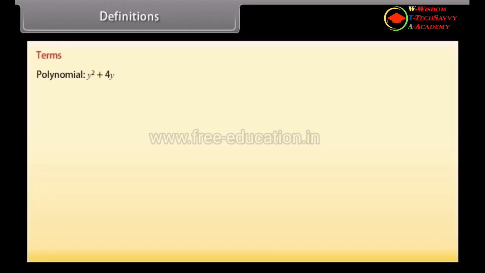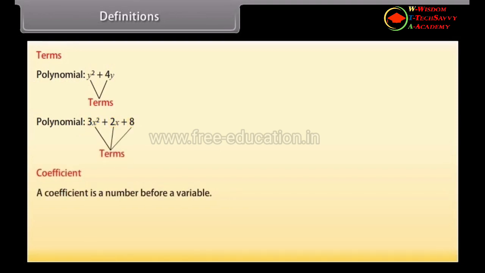Definitions. Terms. In the polynomial y squared plus 4y, the expressions y squared and 4y are called the terms of the polynomial. Similarly, the polynomial 3x squared plus 2x plus 8 has 3 terms, namely 3x squared, 2x, and 8. Coefficient. A coefficient is a number before a variable. For example, in 2x, the 2 would be the coefficient.